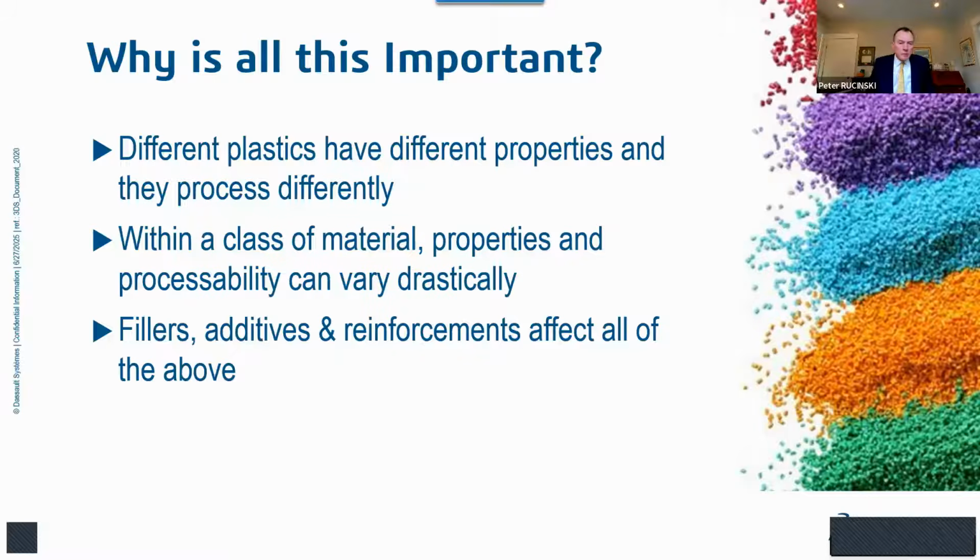As I showed you with the example of polypropylene, just within a class or family of material, the properties and the processability can vary drastically. And then when we add fillers, additives, and reinforcements on top of all of that, it affects all of the above and further complicates the situation. So don't forget any of that.